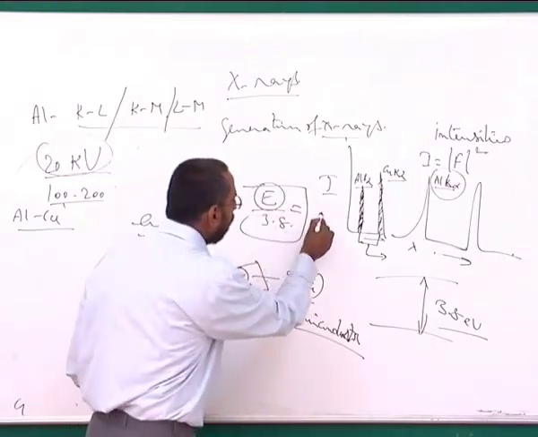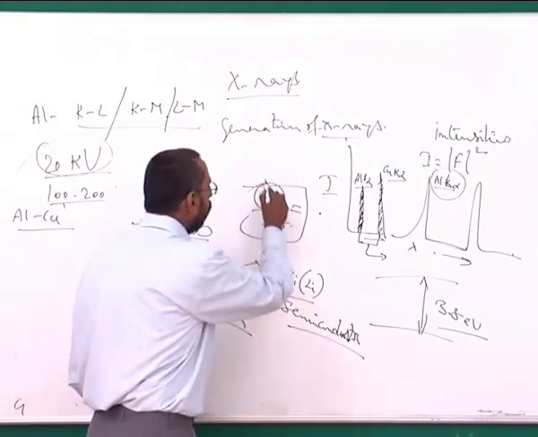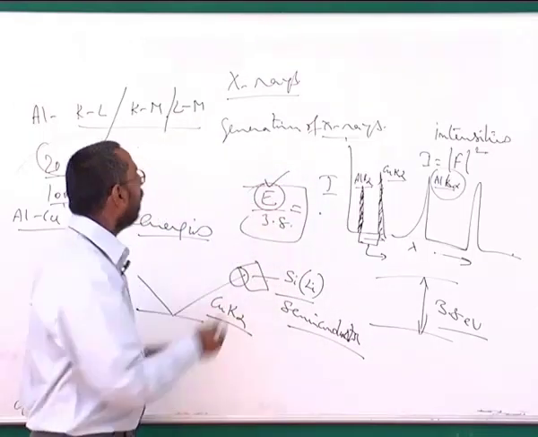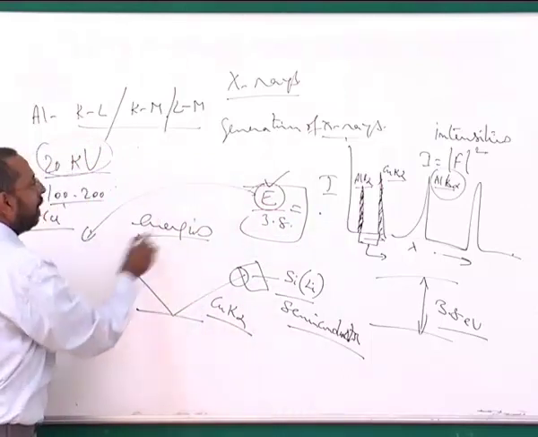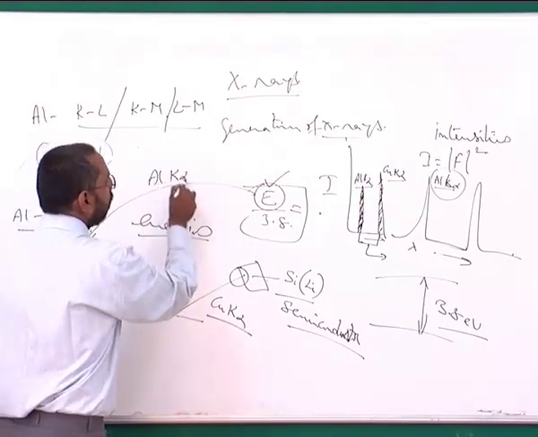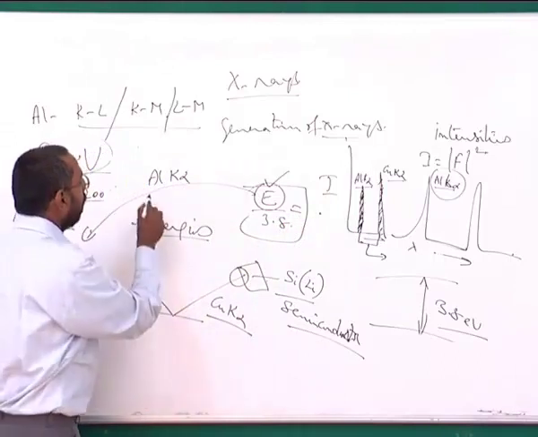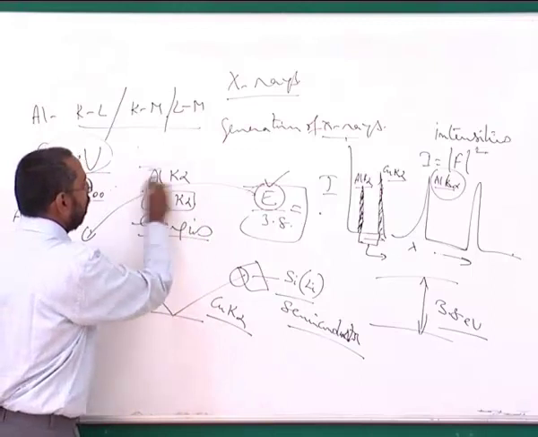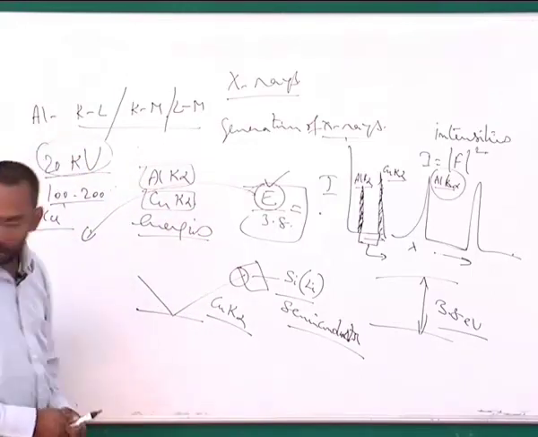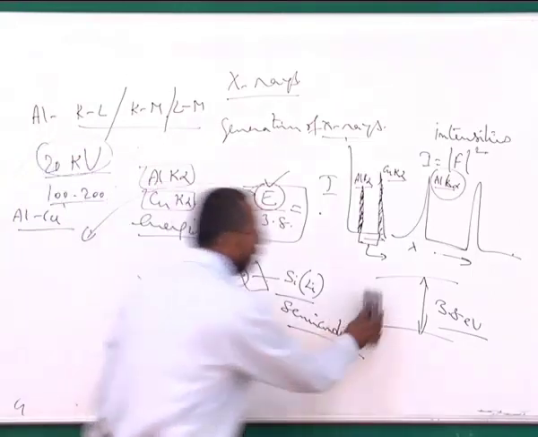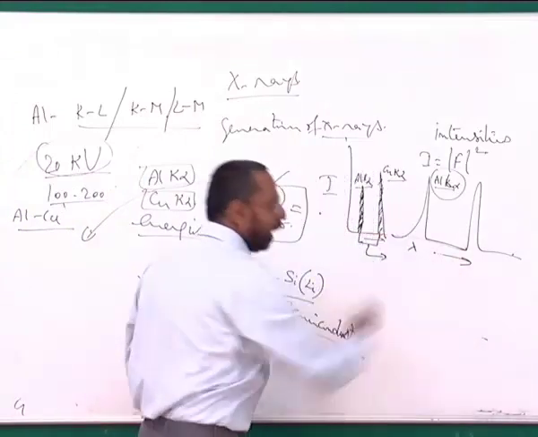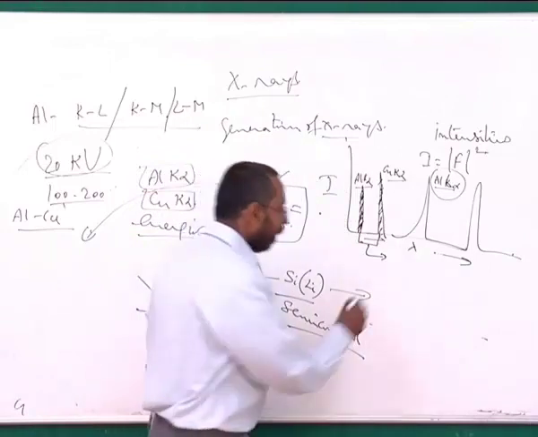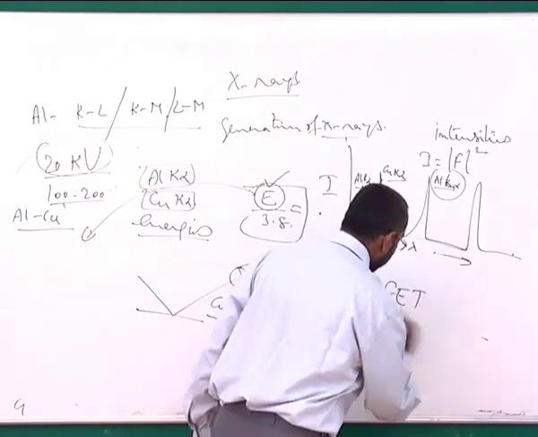So I correlate the number of electron hole pairs to this energy and correlate the energies finally to what elements are present, whether it is aluminum K alpha that is generating these electron hole pairs, or copper K alpha that is generating electron hole pairs, because this energy is fixed. So that is how I collect all these electron hole pairs that are coming out, which are again magnified by what is called a field effect transistor.